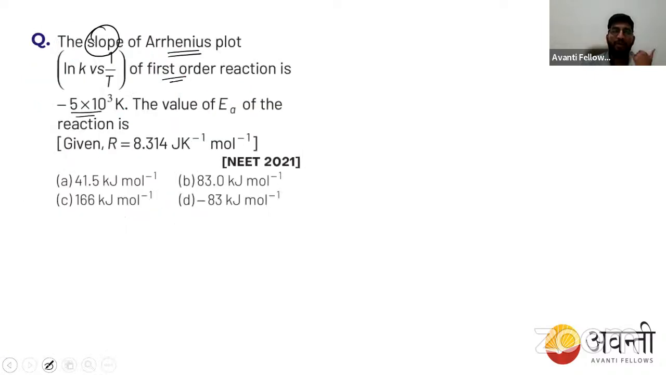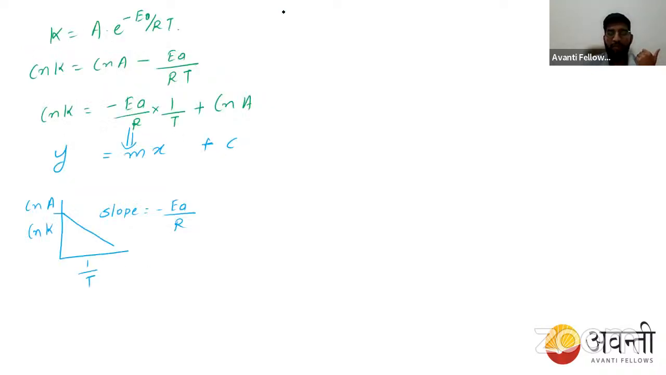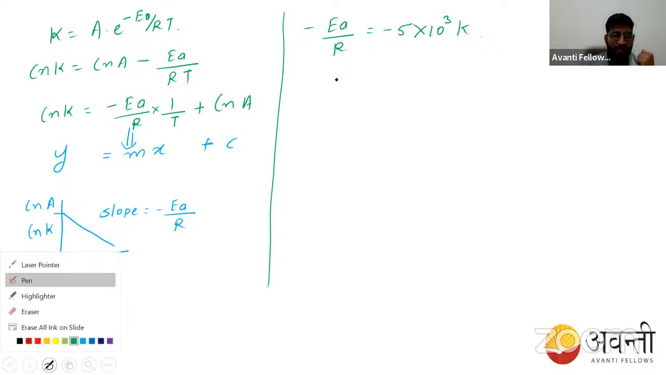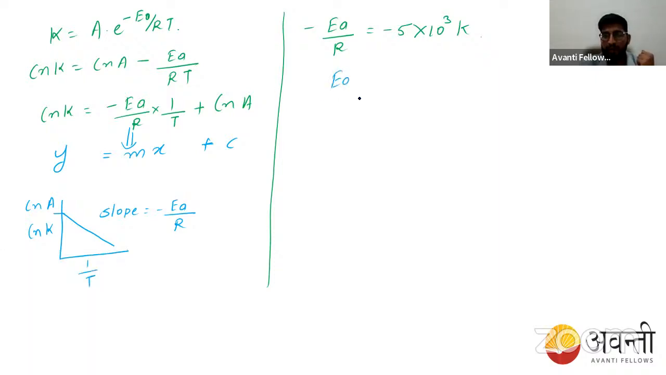They have given the slope value as minus 5 into 10 to the power 3. So I got minus Ea by R is equal to minus 5 into 10 to the power 3 Kelvin. This is the value of slope. So here I can say Ea by R is equal to 5 into 10 to the power 3 Kelvin. So this will be our equation.